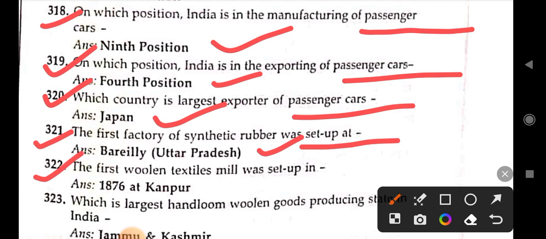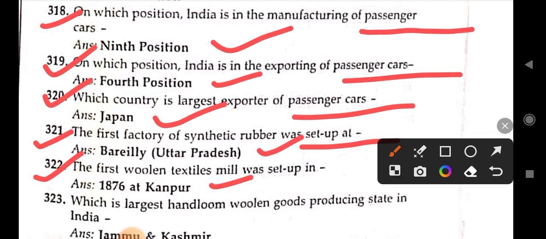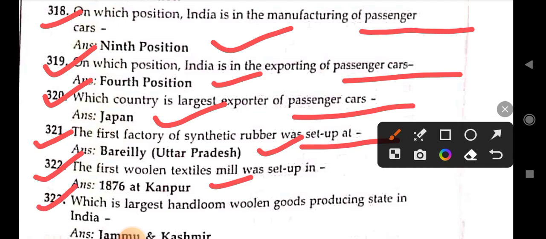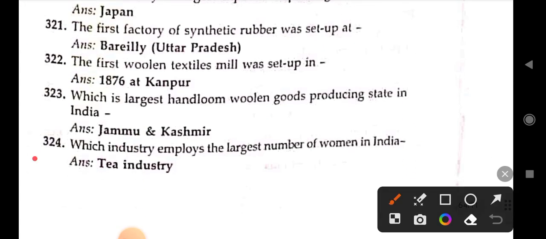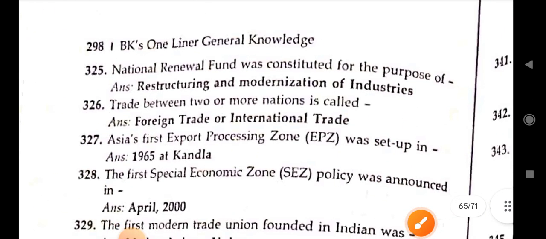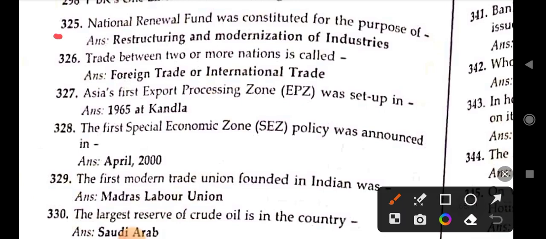The first woolen textile mill was set up in 1876 in Kanpur. Which is the largest handloom woolen goods producing state in India? Jammu Kashmir. Next, which industry employs the largest number of women in India? Tea industry. Next, the National Renewal Fund was constituted for the purpose of restoring and modernization of industry.